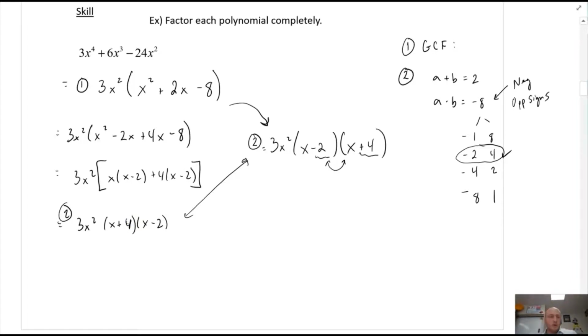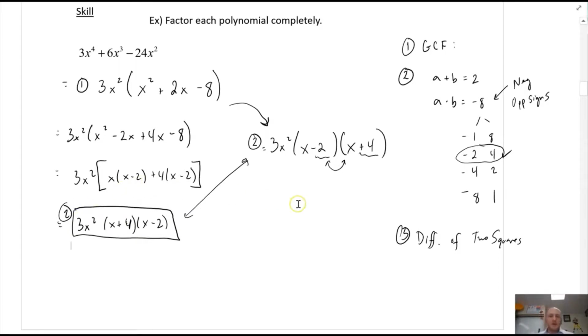Okay, so now step 3. Do we have difference of two squares? And the answer is no, we don't. I don't have any difference of two squares in these terms. So this is our answer here.